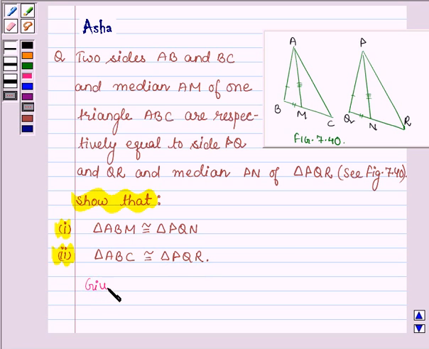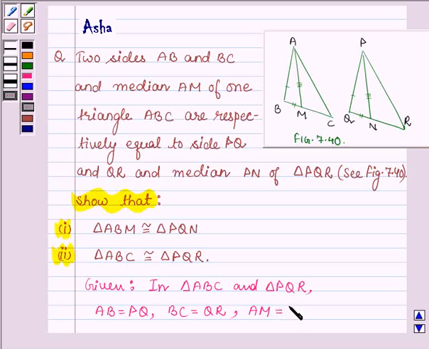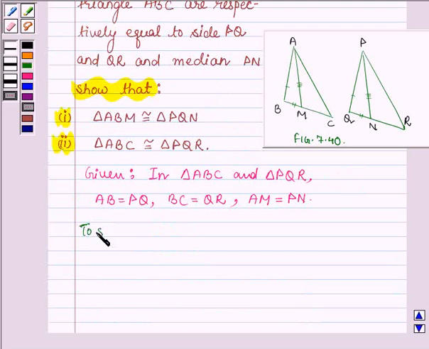So we are given in triangle ABC and triangle PQR, side AB is equal to PQ, side BC is equal to QR, and the median AM of triangle ABC is equal to median PN. And first we have to show that triangle ABM is congruent to triangle PQN.